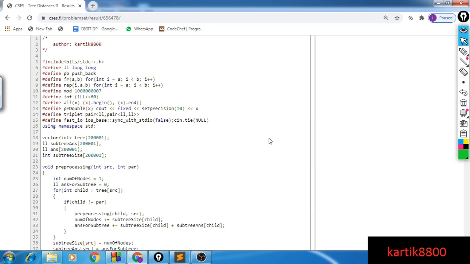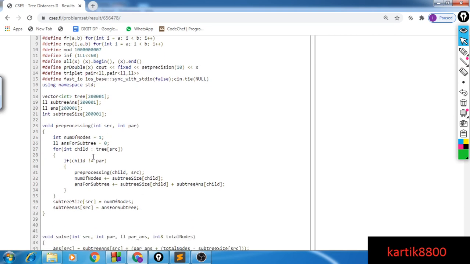Yeah, so you can see that the subtree answers are evaluated in this array. The subtree sizes is the number of nodes in the subtree rooted at node number I, and answer of I will be the final answer, the final required value for I. In this pre-processing, first of all, I'm going to evaluate the subtree answers and the subtree sizes. This is a very simple code. You can go through it.